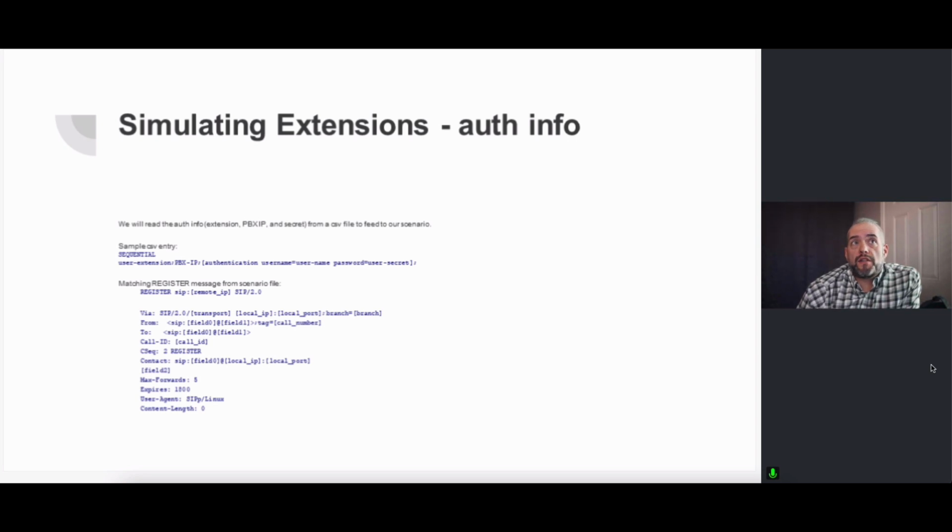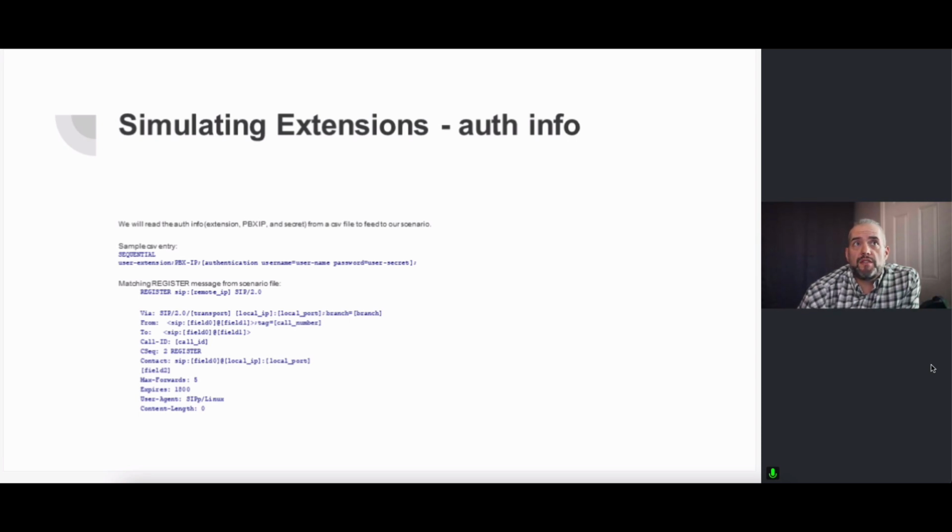And then here's what the matching registration looks like in the scenario file. Again, download the scenario files, take a look at the thing as a whole, but here it's important to break down how those fields match. So you can see field 0 is going to be the extension. It's in the From, it's in the To. Field 1 is going to be the IP address.